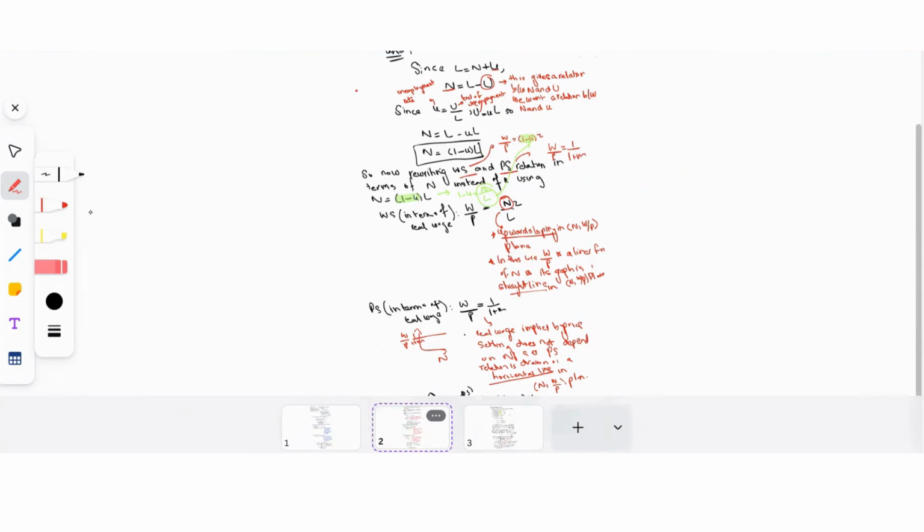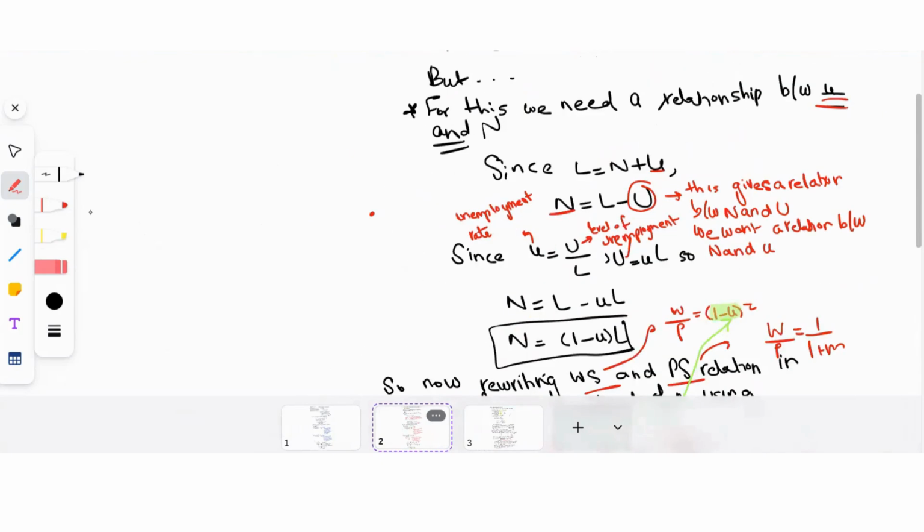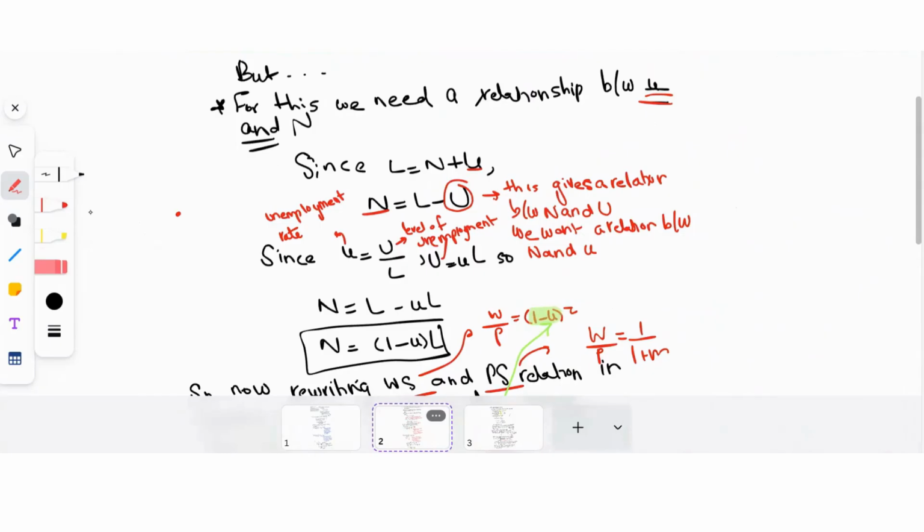Where we said that since the labor force includes both employed and unemployed, from here we can write N as L minus U. But this gives us a relation between the level of employment and the level of unemployment, capital U. But we're interested in a relationship between capital N and small u. Small u is the unemployment rate, because what we found using the WS-PS model is the equilibrium rate of unemployment, not the equilibrium level of unemployment.